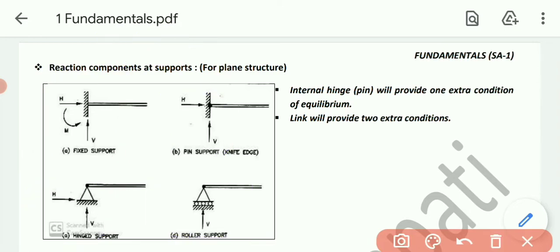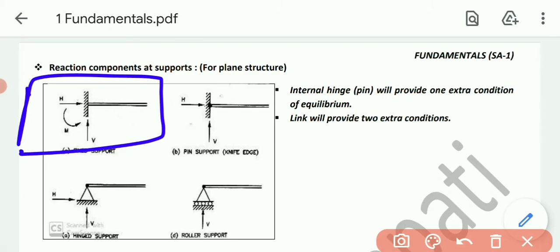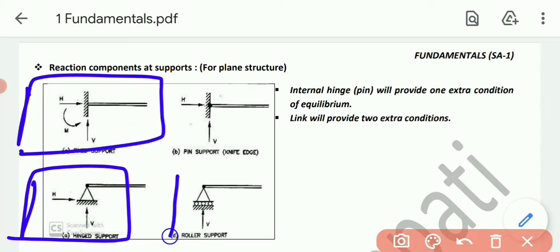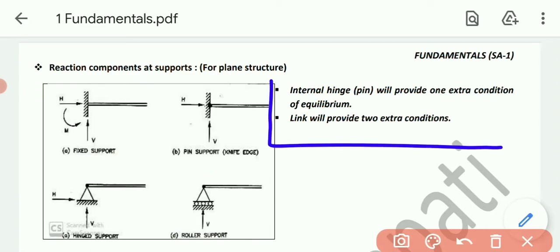Now over here, one pin is given to us. Usually a pin removes one reaction from its property, but we will not consider it here. I will explain that in the example. I will consider over here only these 3 types. In fixed support 3 reactions will be there, in hinge support 2 reactions will be there, vertical and horizontal, and in roller support 1 reaction will be there, that is vertical, while this one will be considered during the example.